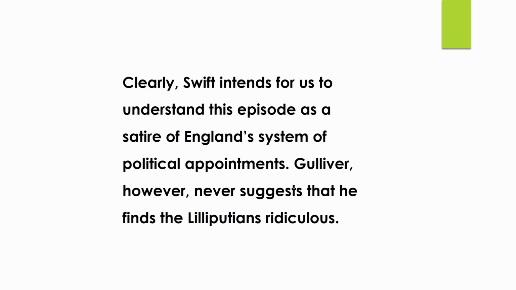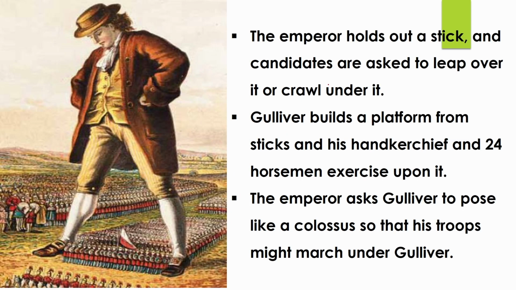As another diversion for Gulliver, the emperor lays three silken threads of different colors on a table. He then holds out a stick and candidates are asked to leap over it or crawl under it. Whoever shows the most dexterity wins one of the ribbons. Gulliver builds a platform from twigs and his handkerchief and invites 24 horsemen to exercise upon it. The emperor greatly enjoys watching this new entertainment, but it is cut short when a horse steps through the handkerchief.